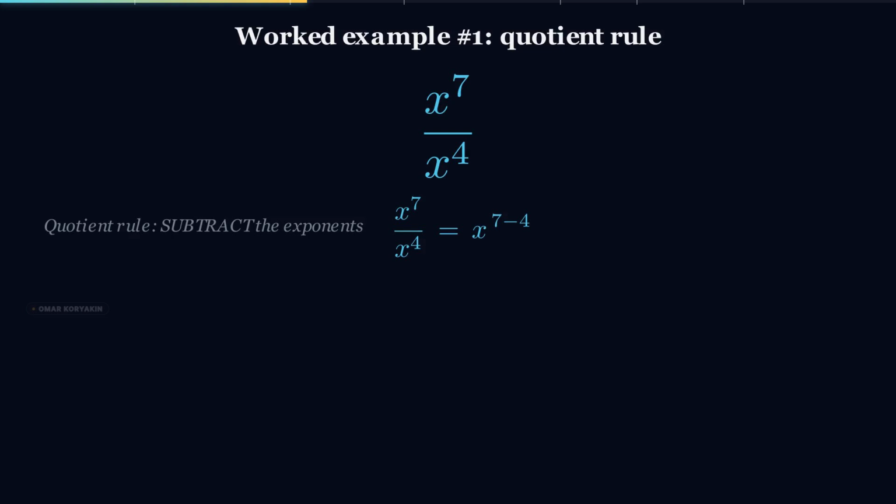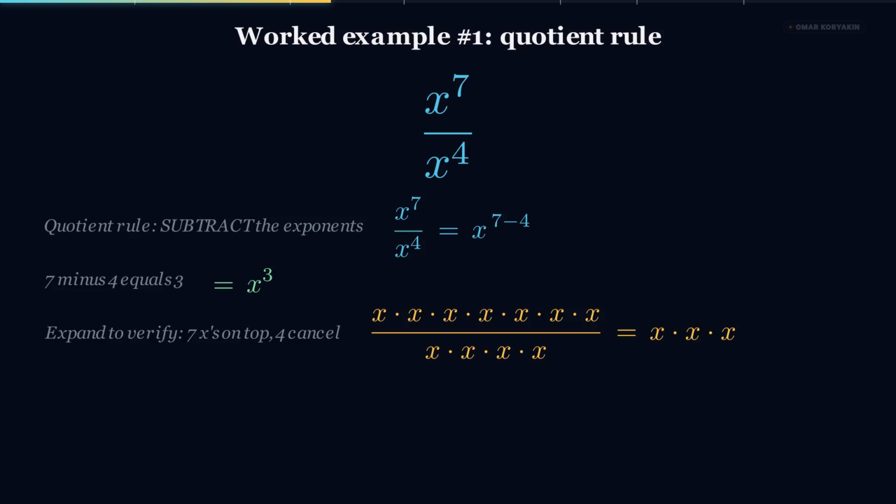Step 1. Apply the quotient rule by subtracting the bottom exponent from the top exponent. The expression simplifies to x to the power of 7 minus 4. The base stays the same. The operation in the new exponent is subtraction, top minus bottom. Step 2. Compute the subtraction inside the exponent. 7 minus 4 equals 3, so the expression simplifies to x to the third power.